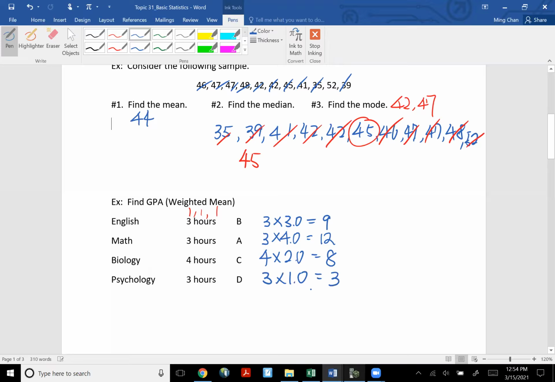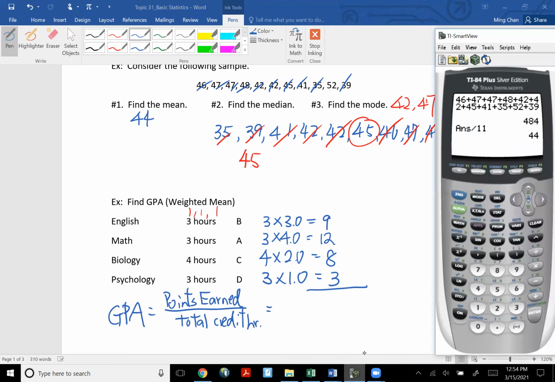So what you do next is you add them all up and divide by the total number of hours. Your GPA is computed based on the total points earned, I'm just calling them points earned from your classes, divided by the total credit hours, not the number of classes, but go by credit hours.